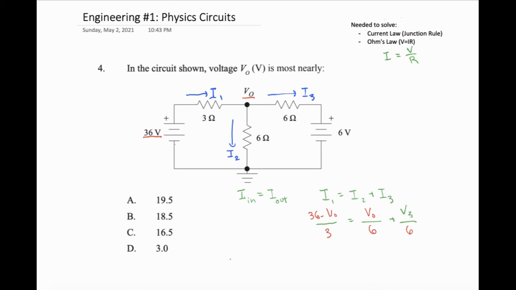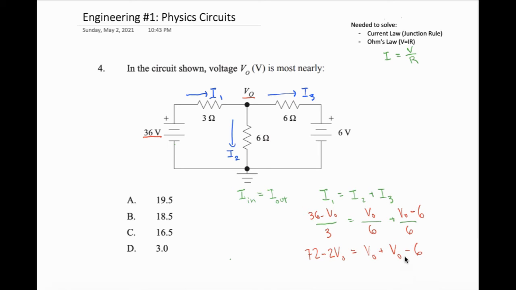And then voltage 3, even though voltage doesn't get split along the wire, we have a battery pushing voltage in the other direction. So we have to account for that. So this is going to be voltage O, just like this other wire, minus 6 volts. And then we can just multiply each side by 6, and that will give us 72 minus 2 VO equals VO plus VO minus 6.